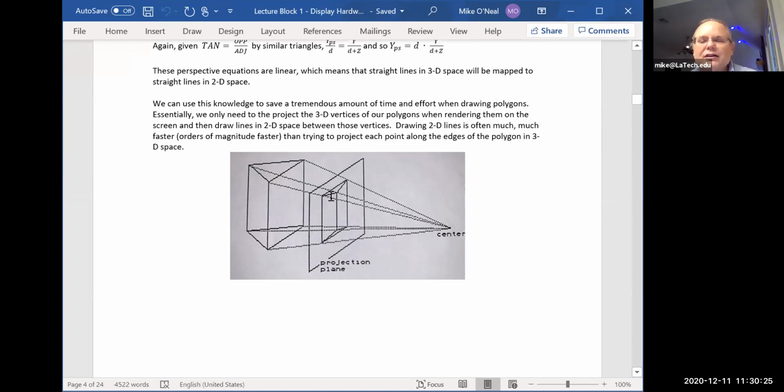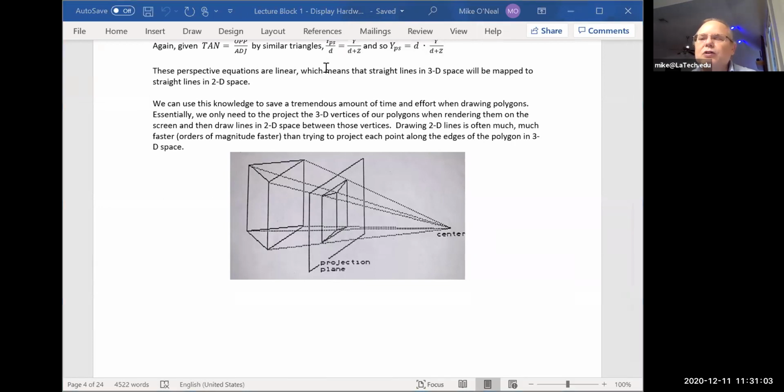You project the vertices, and then you draw the polygon in 2D flat space, but it comes out looking exactly like the 3D image would if I had taken each of these many, thousands and thousands of points for each edge and projected each one of them onto the screen. I would have gotten exactly what you get by taking the 6 points, projecting them, and then drawing the polygons in 2D space. Does that make sense?